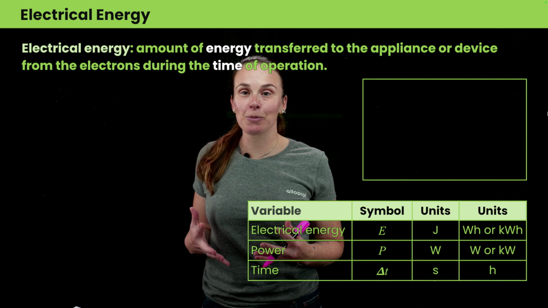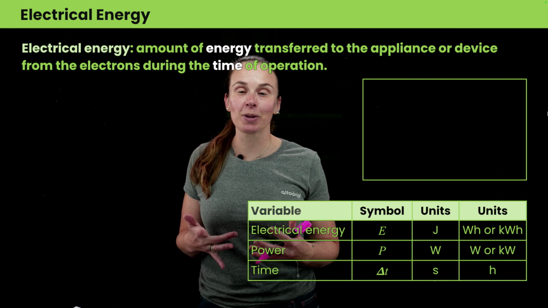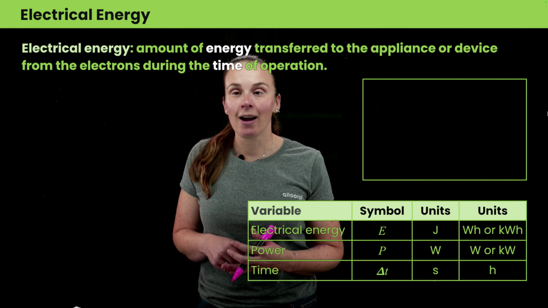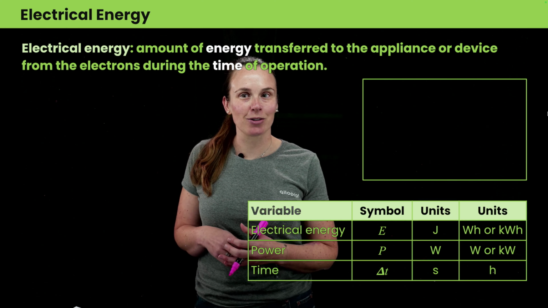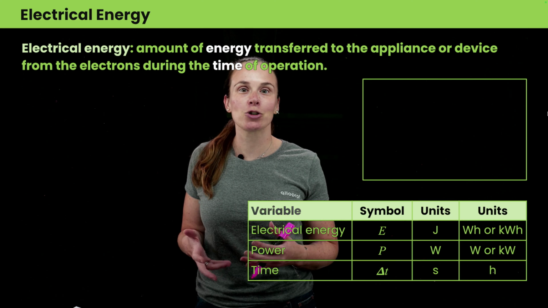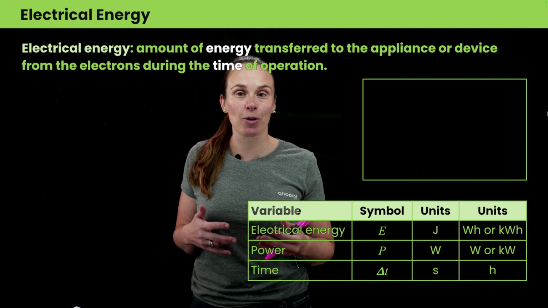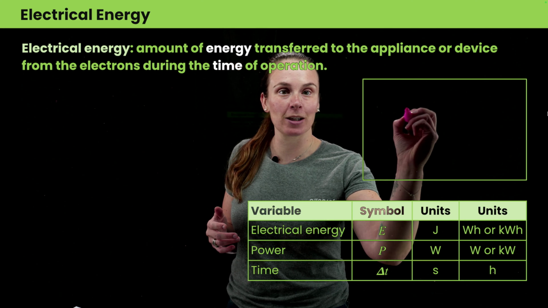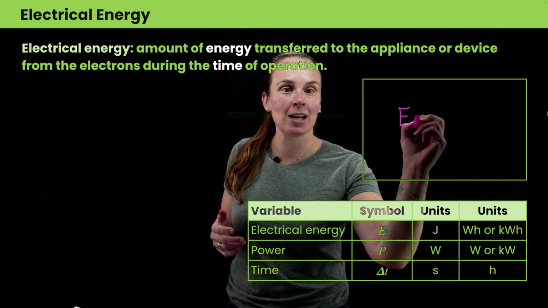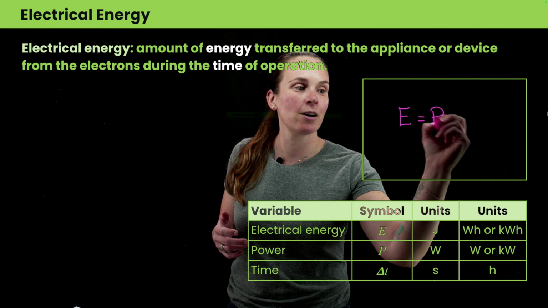So now we've come to our final formula, which is a formula to calculate electrical energy. It is probably the most practical one as well. It's the amount of energy transferred to the appliance or device from the electrons during the time of operation. And so our final formula that we're going to teach you about is energy is equal to power times the change in time.